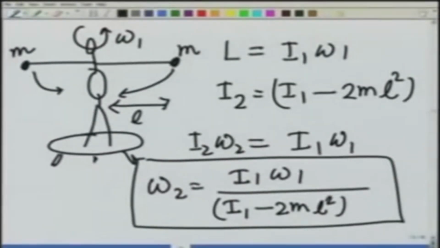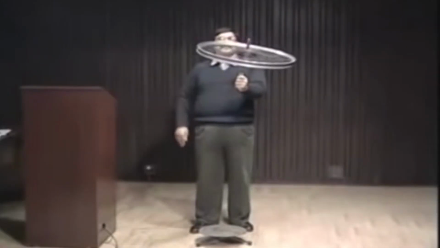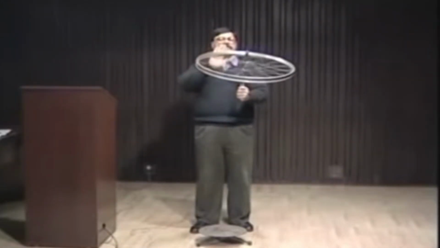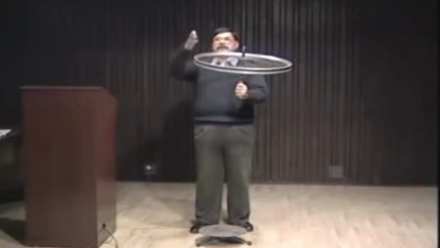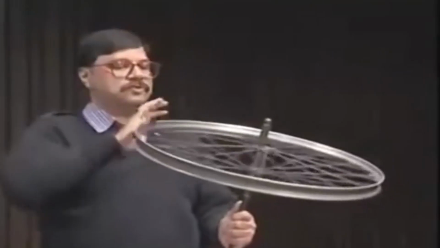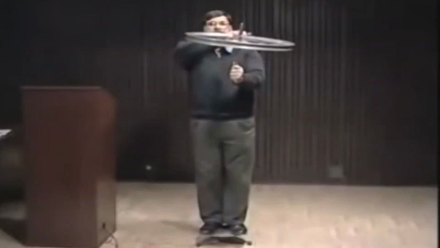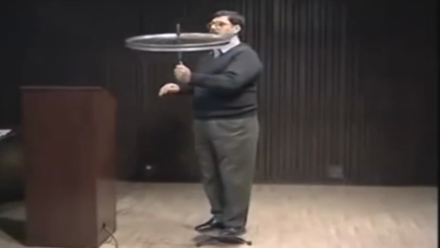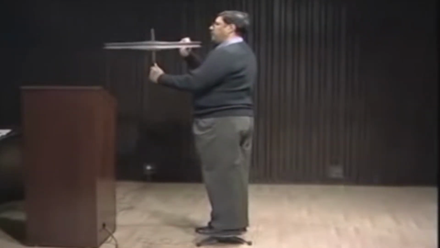Now, I take another demonstration in which I will take this bicycle wheel, which I can rotate by my hand. If I give it this rotation, it acquires an angular momentum in the positive z direction if I take this to be the z direction. Let us see what happens if I stand on this platform and give it a rotation. Oh, I start moving.